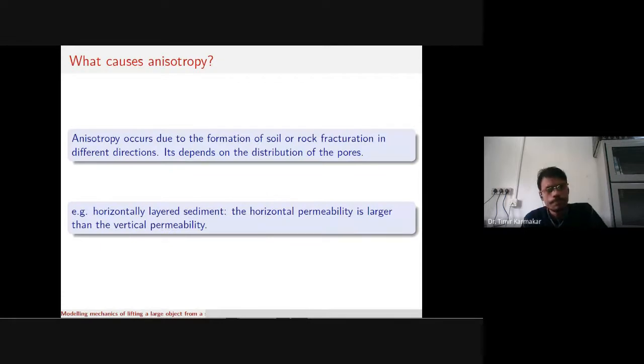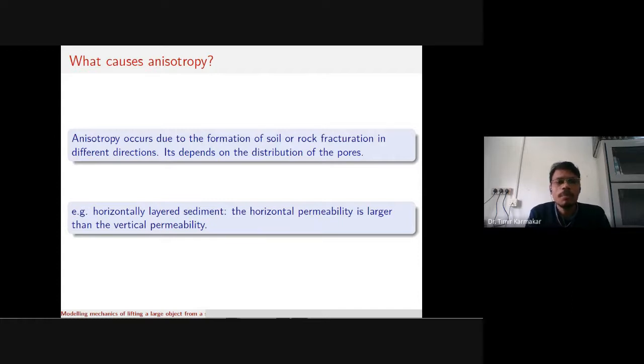Now, what is the reason for anisotropy, or rather, what causes the anisotropy in porous media? Anisotropy occurs due to the formation of soil or rock fracturing in different directions. That means if the porous media doesn't have any particular formation, if the pore spaces are arbitrarily oriented and it doesn't have any definite structure, then we call it anisotropy. So this is one main reason for anisotropy.